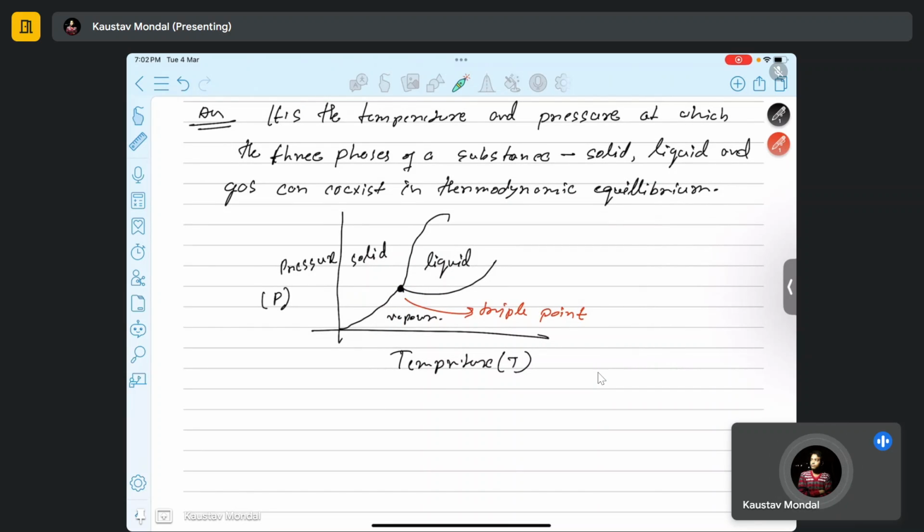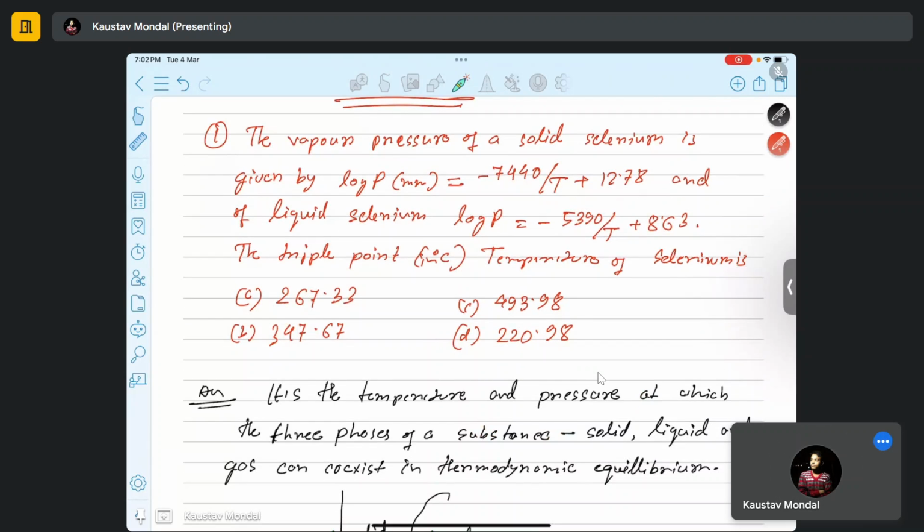Okay, so now in our problem we have to find a particular pressure and temperature where both the solid and liquid forms of selenium coexist with each other.